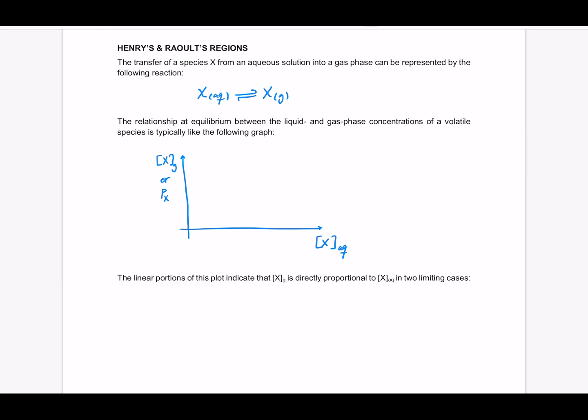Then in general, what we see is basically a graph like this one. So it goes like this. And like this one. So this is basically an empirical curve. So this is what we observe in the lab.